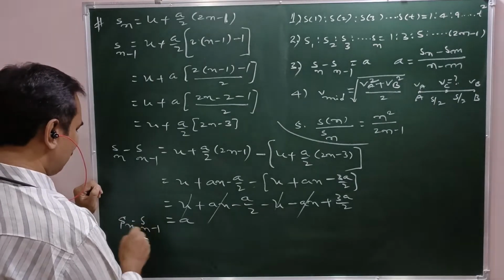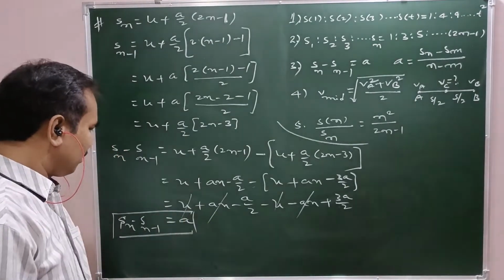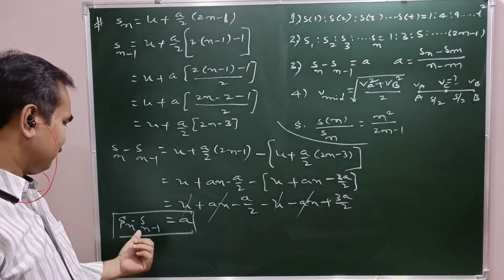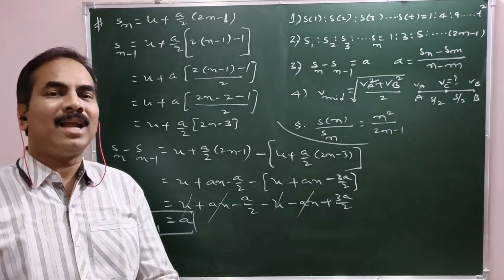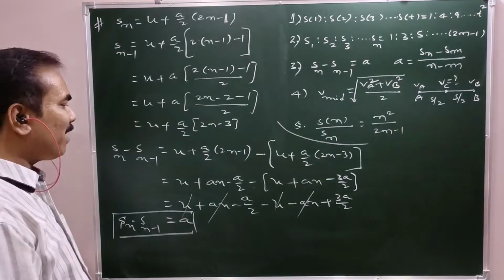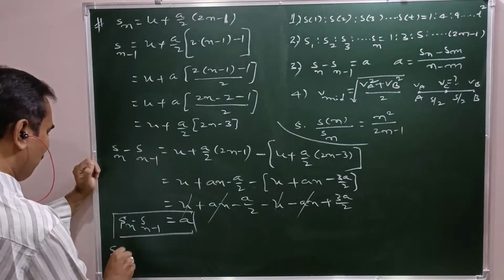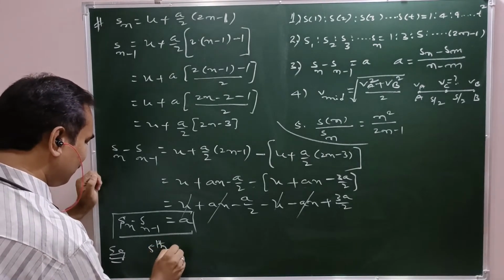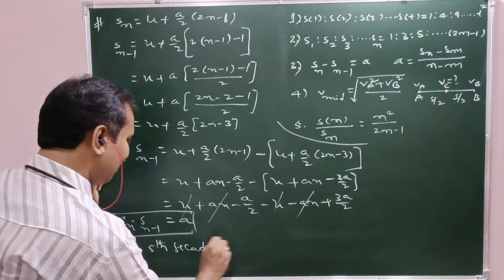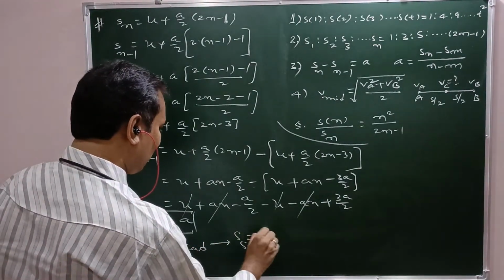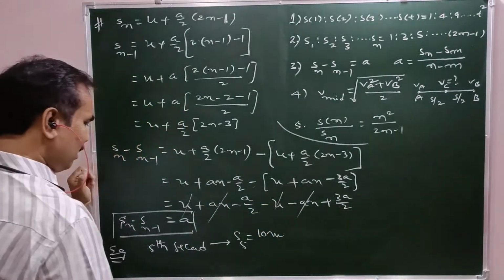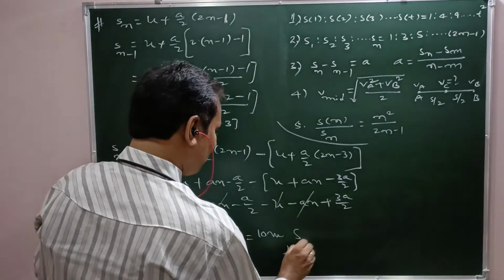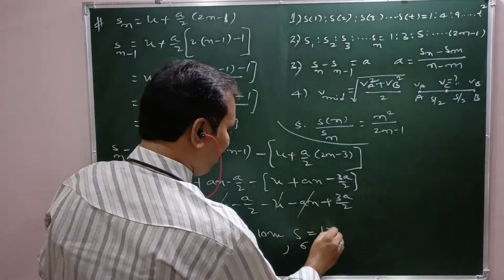So Sn minus Sn minus 1 is numerically equal to a. That is, the difference in distances covered is numerically equal to acceleration, provided the particle moves with uniform acceleration. For example, in the fifth second distance covered S5 is equal to 10 meter and S6 is equal to 12 meter.